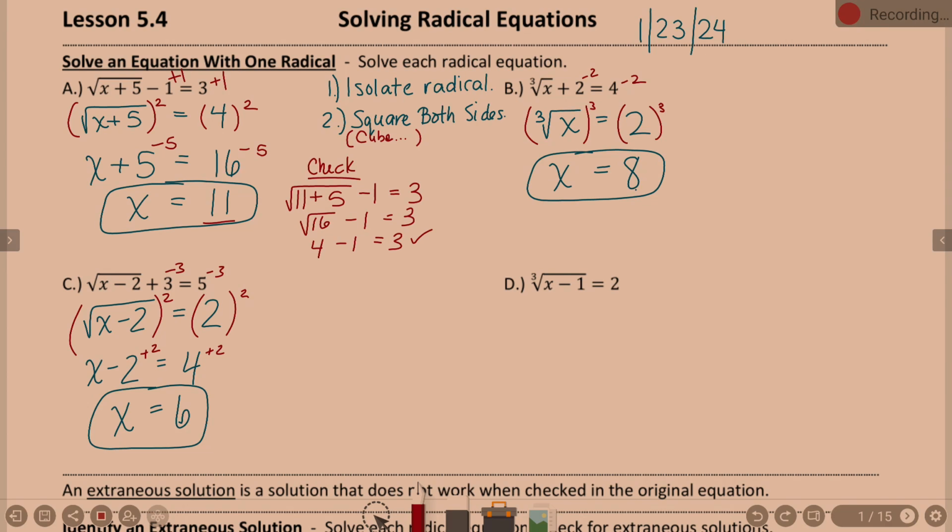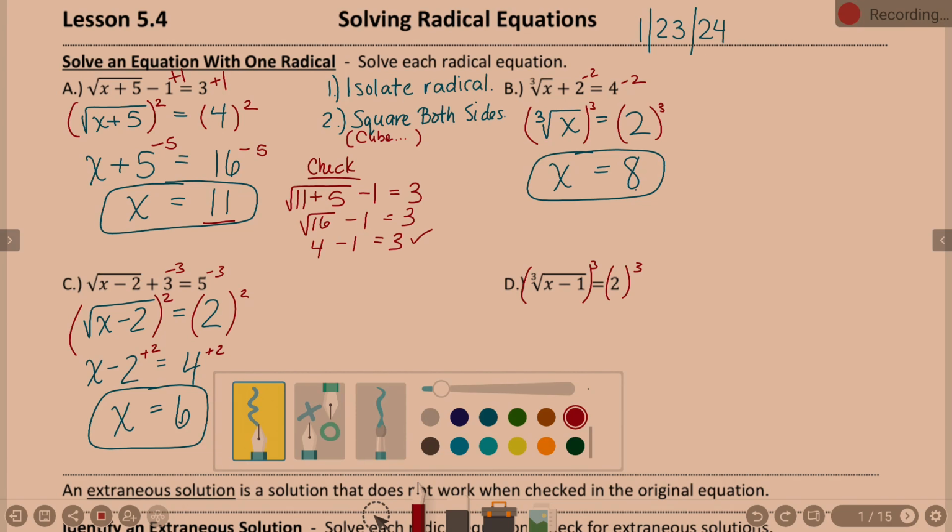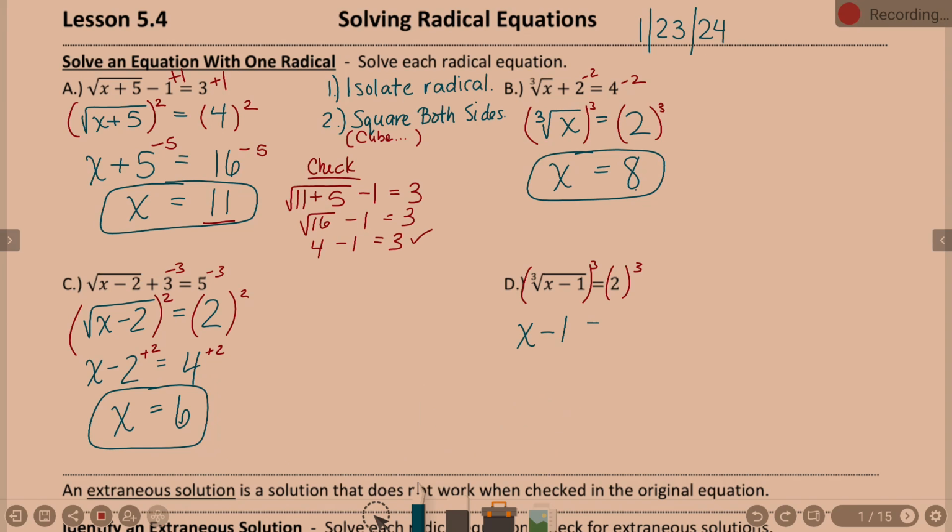That cube root's already by itself, so we're going to jump right into cubing. If you cube one side, you cube the other. The cube root of x minus 1, cubed, is going to be x minus 1. 2 cubed is 8. x minus 1 equals 8.